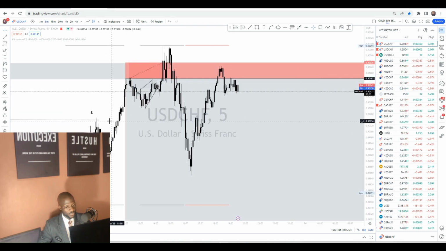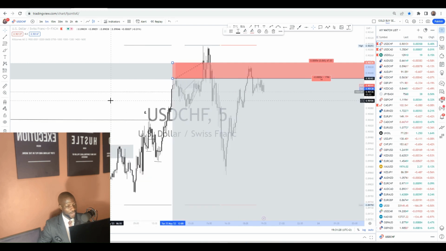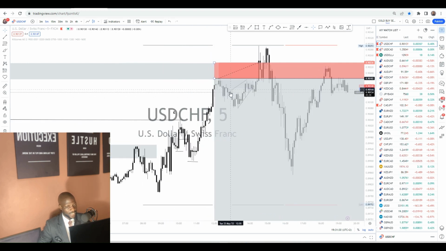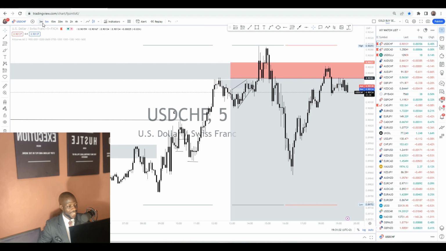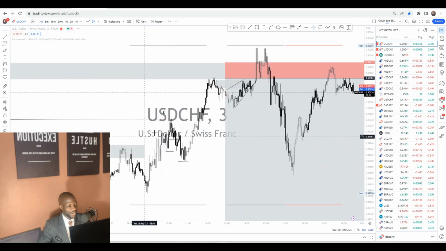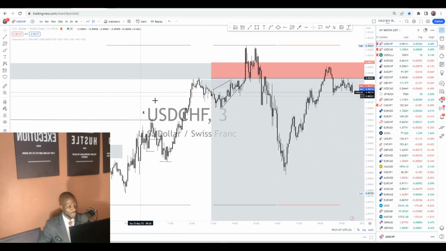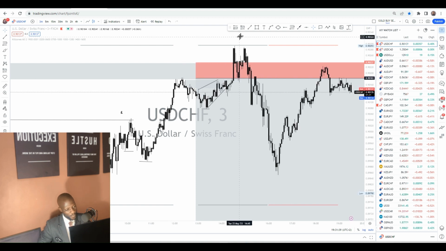So the market dropped from here all the way to this level right here, which took almost 2 hours, but there was no good significant area where I was expecting price to actually break structure. So there was no structure to be broken. So I was looking for this level right here to be broken. However, the market didn't come to this level.